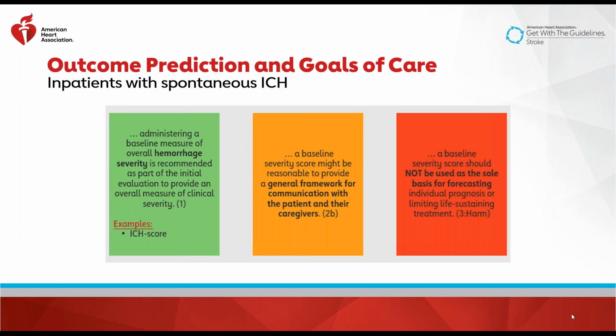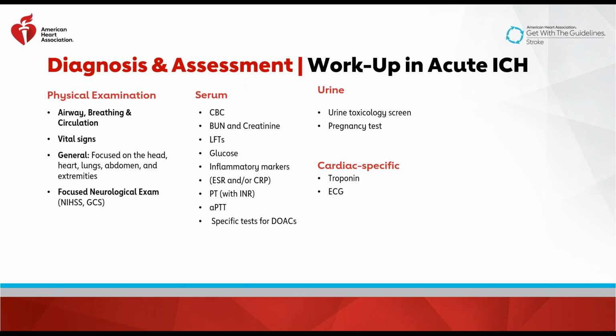On the other hand, the decision to implement an intervention should be shared between the physician and patient or surrogate and should reflect the patient's wishes as best as can be discerned. Baseline severity scales can be useful to provide an overall measure of hemorrhage severity, but really should not be used as the sole basis for limiting life-sustaining treatments.